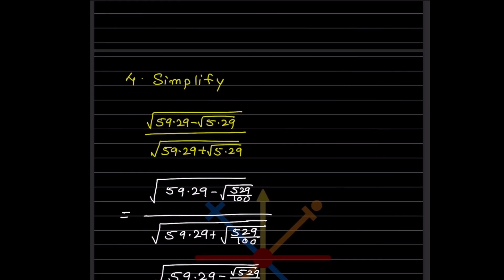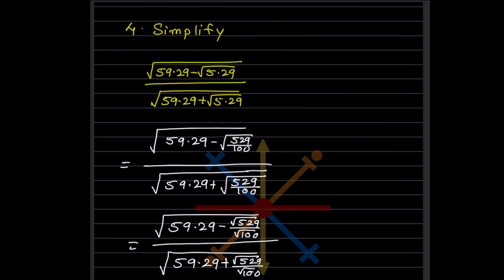So here we have to simplify this one. Just concentrate over here. Now see, this is the root of 59.29 minus root of 5.29. The second root is only for this one. Same in the denominator. This is the main root, and inside it is again a root of 5.29. So the main root we'll keep till the end.